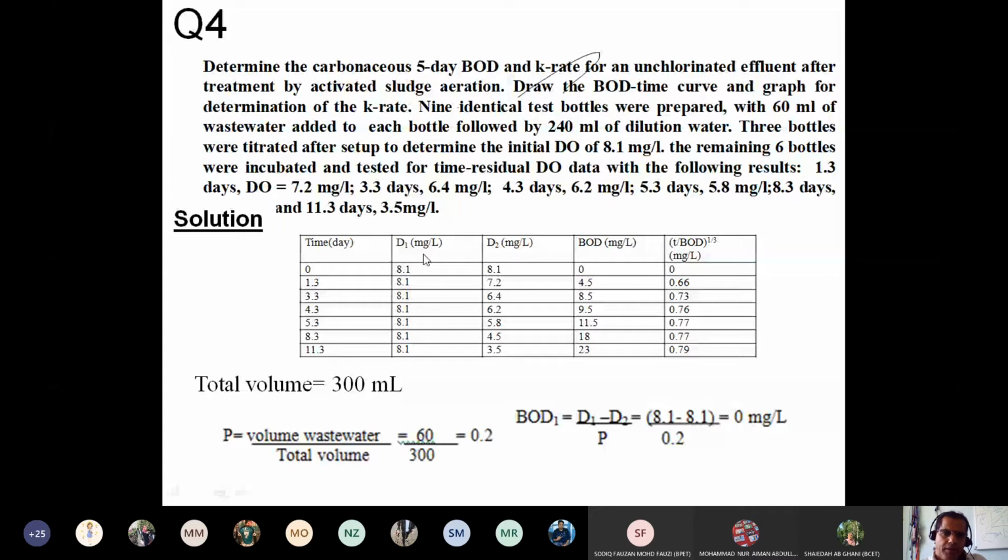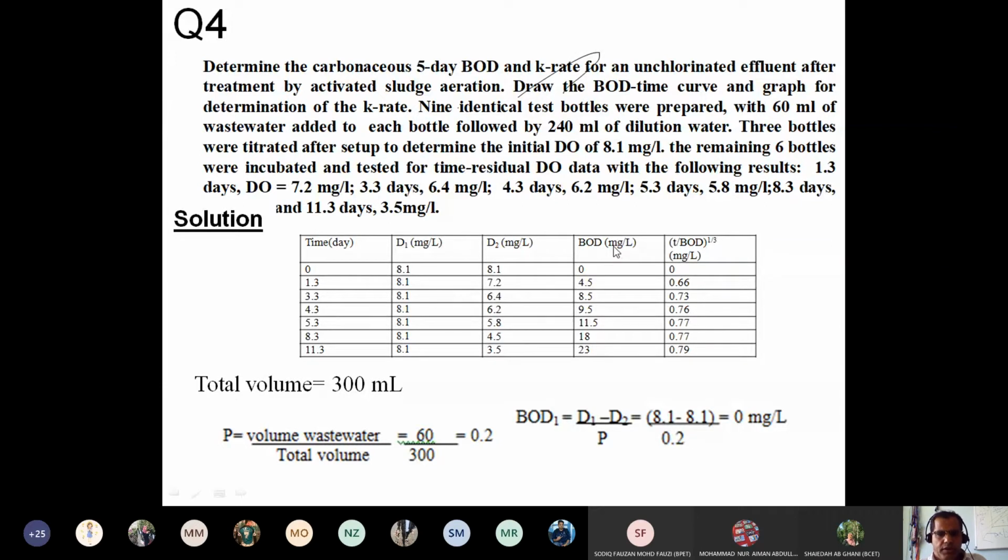Time here, dissolved oxygen 1 will be constant. We say that it will not change. This is the 0 time or the starting experimental time. This D2 will change based on the day. For example, 7.2 at 1.3 days, and 3.3 days became 6.4, and so on and so forth. So you put your data here, and then you go to calculate BOD.